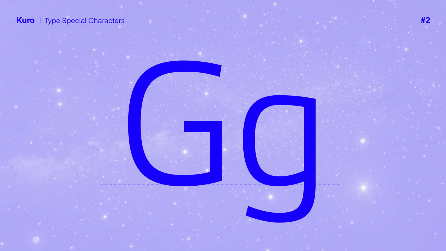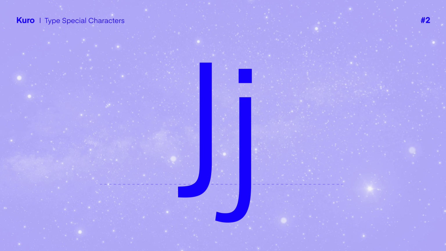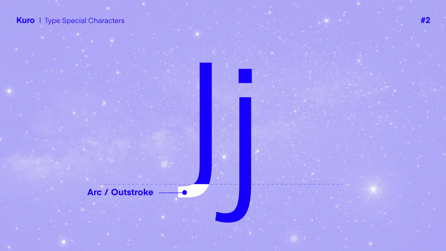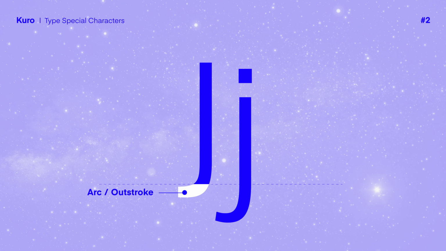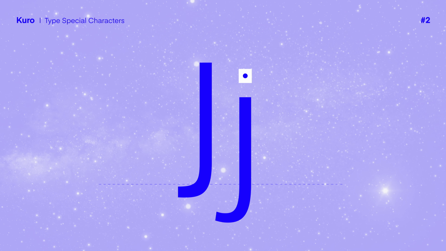This characteristic is consistent throughout the typeface, giving it a distinct appearance. For the letter G in lowercase, this time we have a single story G. For the letter J in uppercase, the arc or outside stroke falls below the baseline. In lowercase, we have a square tittle, which is consistent throughout the typeface.